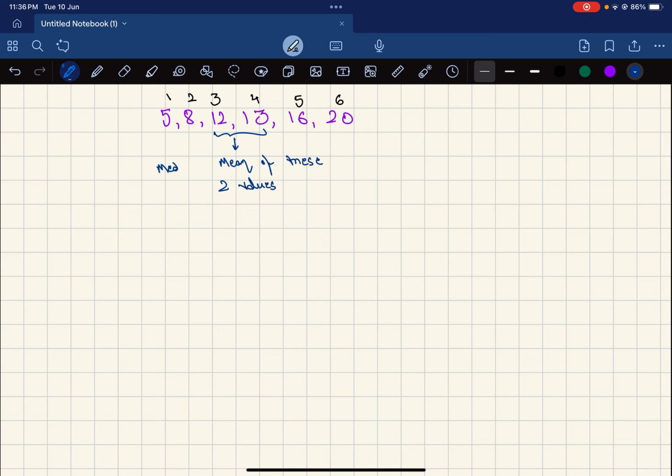So whenever you have an even number of values in the data set, the median is calculated as the mean of the middle 2 values, and therefore in this case it would be calculated as (12 + 13) / 2, which is 12.5. So this will be the median of the distribution.